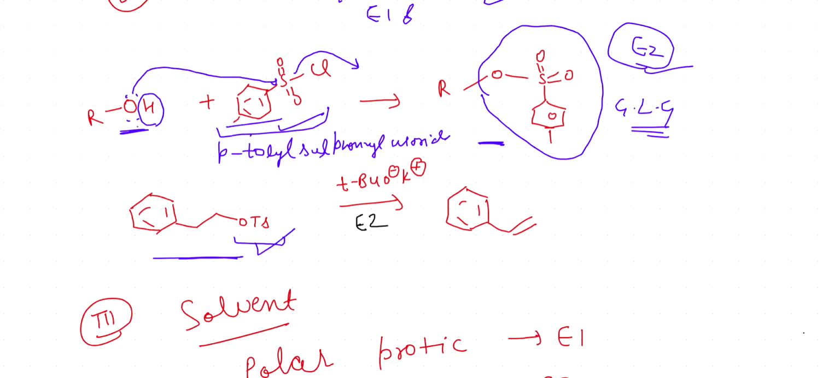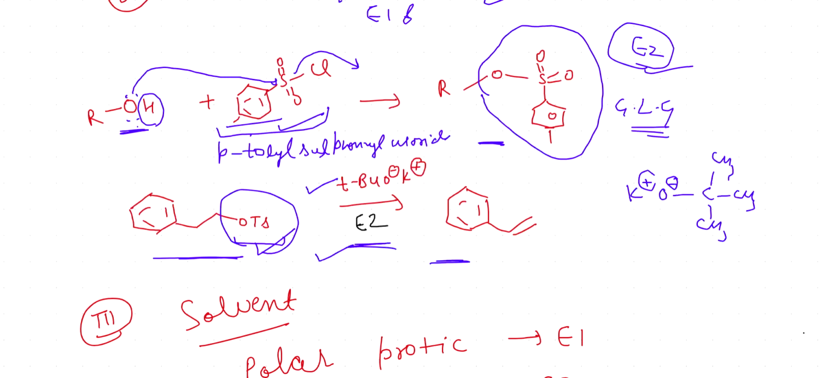Thus this group is formed, and we have been using here a strong base which is bulky also, potassium tertiary butoxide, O negative, CH3, CH3, CH3. So this reaction will proceed via E2 mechanism. It is only true if this OH group is protected with some other species. Clear?